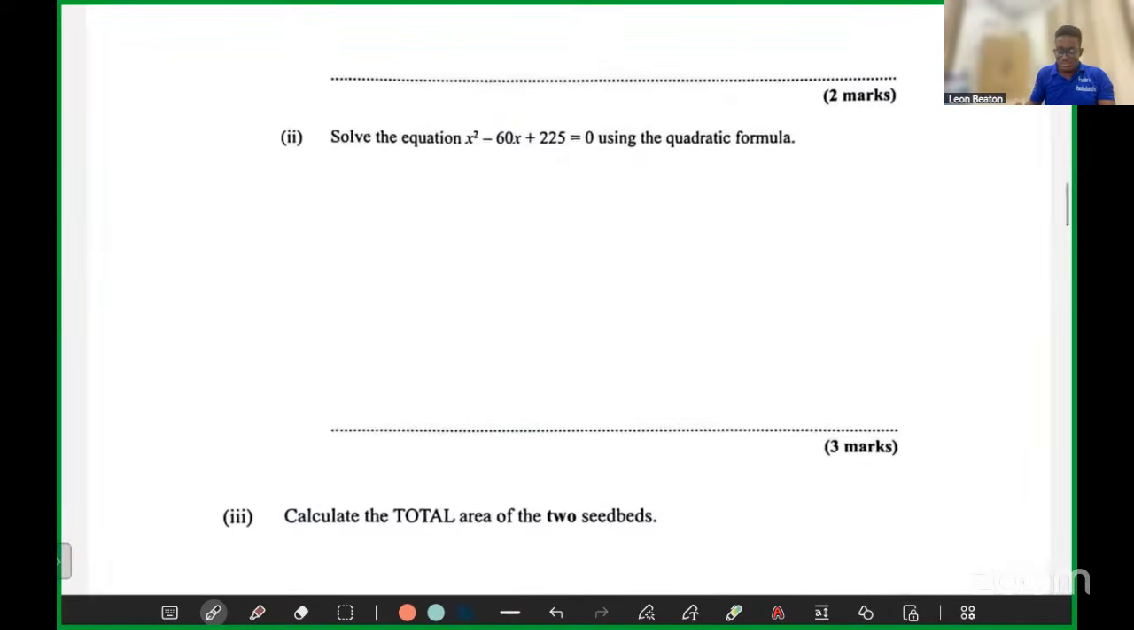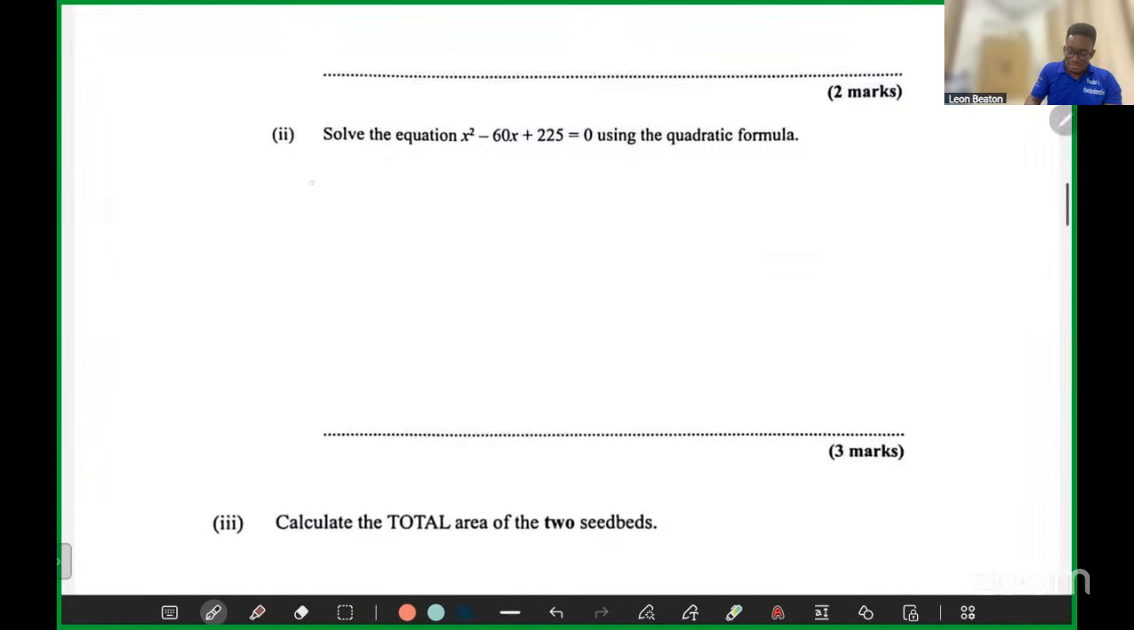So somebody tell me the quadratic formula quick. Let me see who can type it out quick in the chat. Quadratic formula. Anybody knows it by heart? This will be given to you in CSEC though. All right, let me see if anybody gets it. Anybody got it? Anybody?